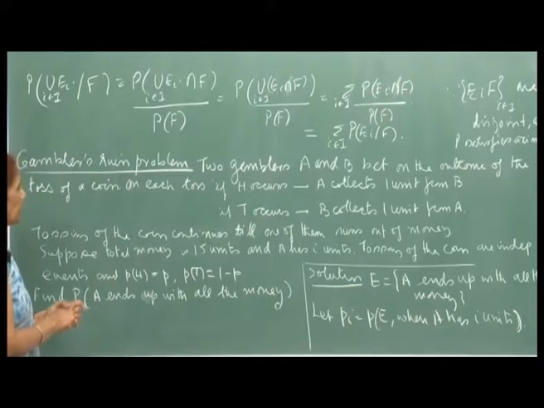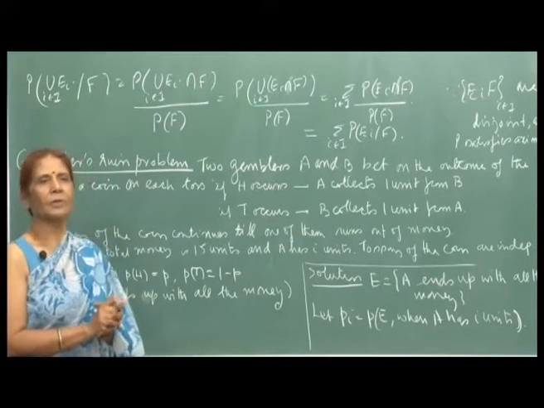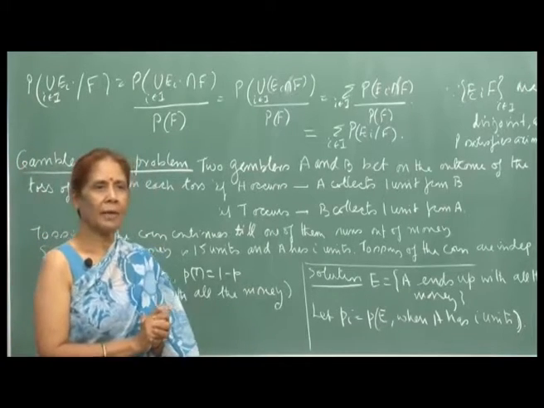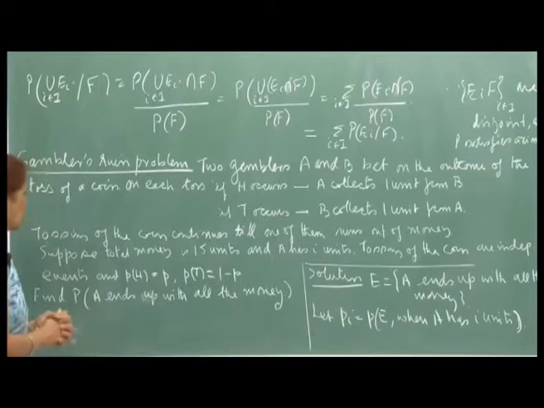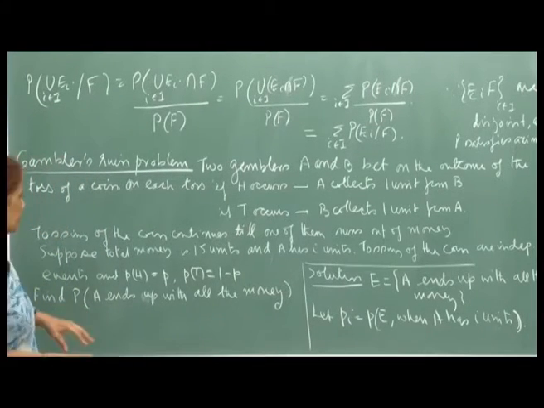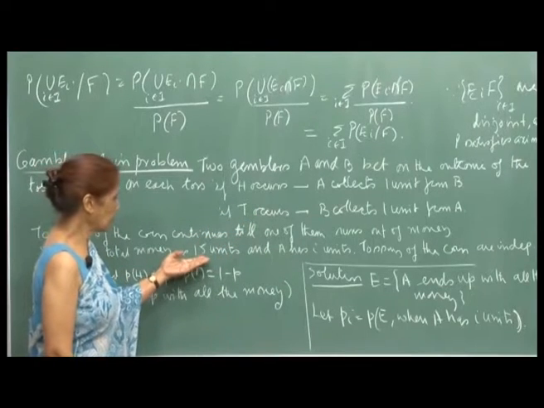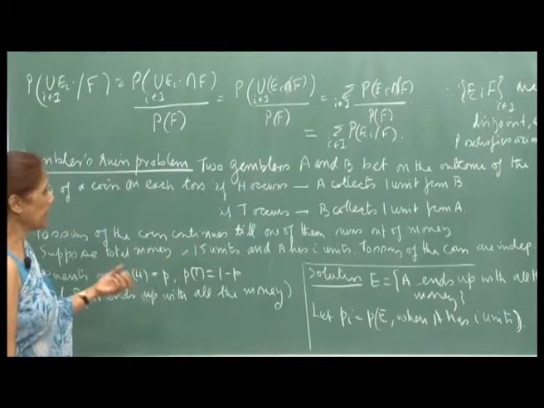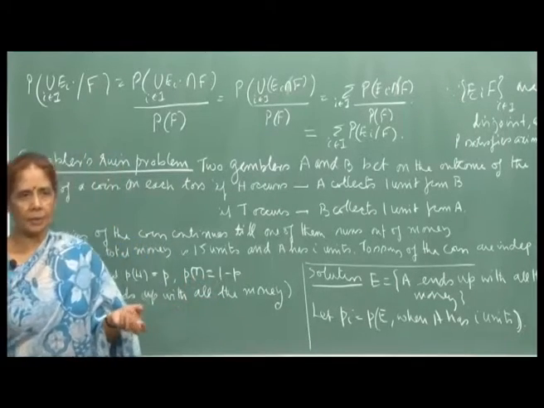Now, tossing of the coin continues till one of them runs out of money. So, that is the gambler's ruin, right. So, one of them will end up with all the money, and the other one will have no money left. So, suppose total money is 15 units, I am just taking a number 15, you will see through the solution that it does not matter whatever the amount of money that they start with, and A has i units. So, that means B will have 15 minus i units with him.